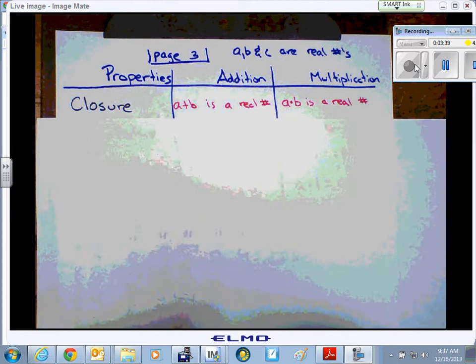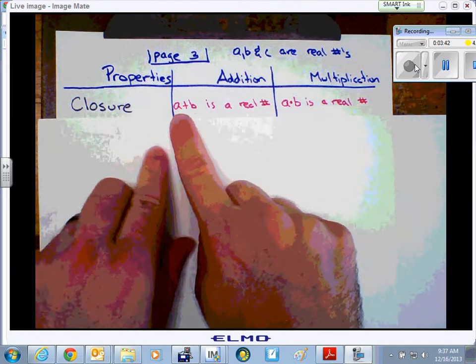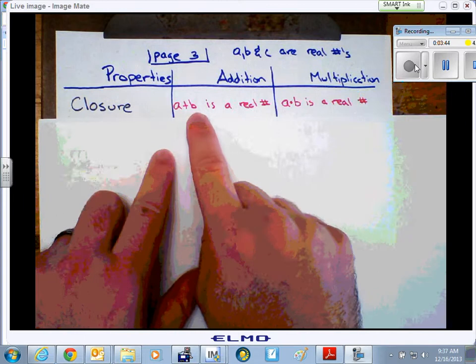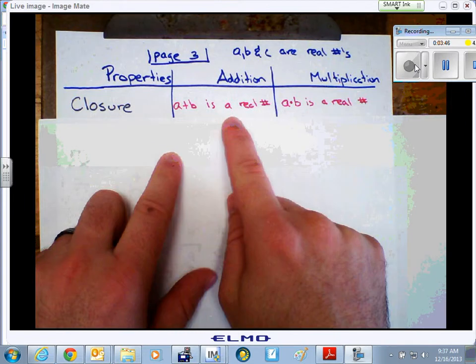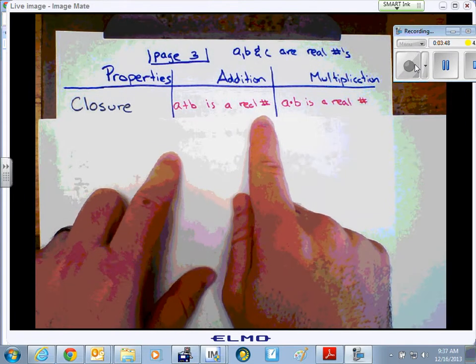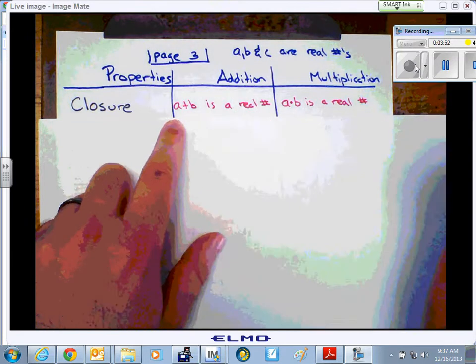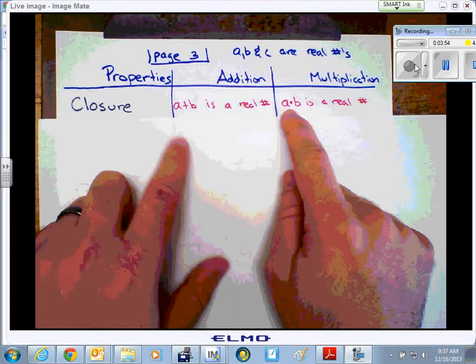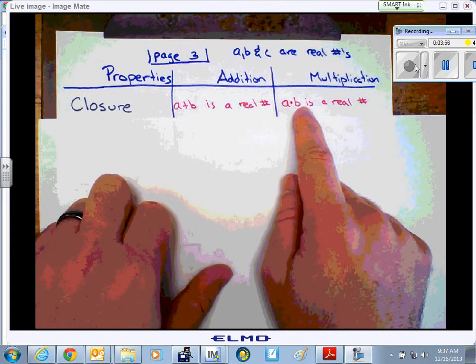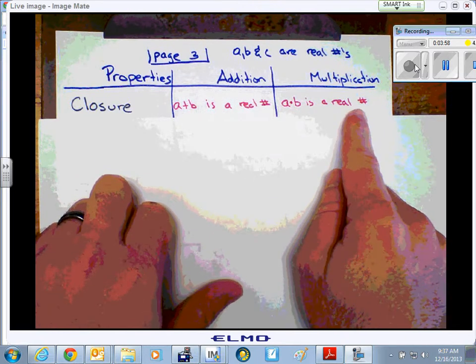Okay. And it says that if you were to take a real number, A, and add it to another real number, B, you get a real number. Okay, pretty basic idea that if you take a number plus a number, you get a number. Same thing for multiplication. If you take a real number A, multiply it to a real number B, you're going to get a real number for your result.